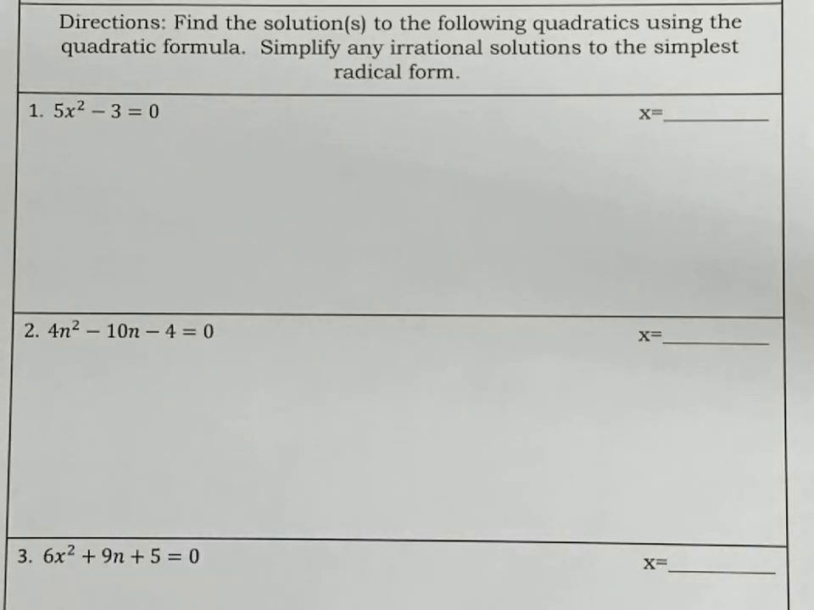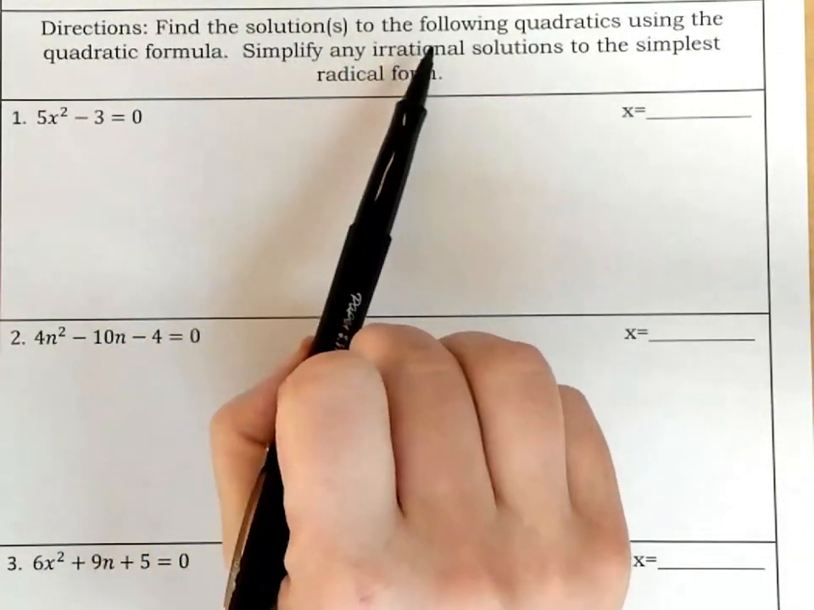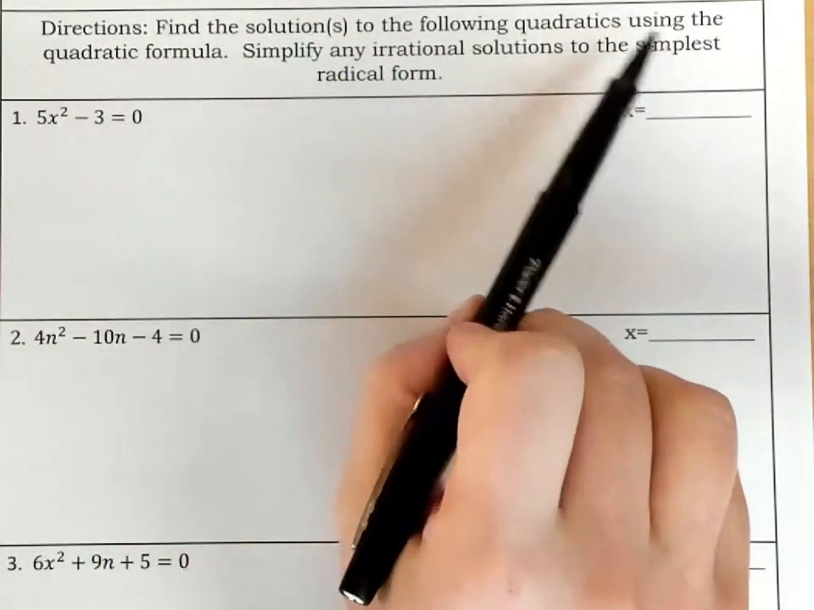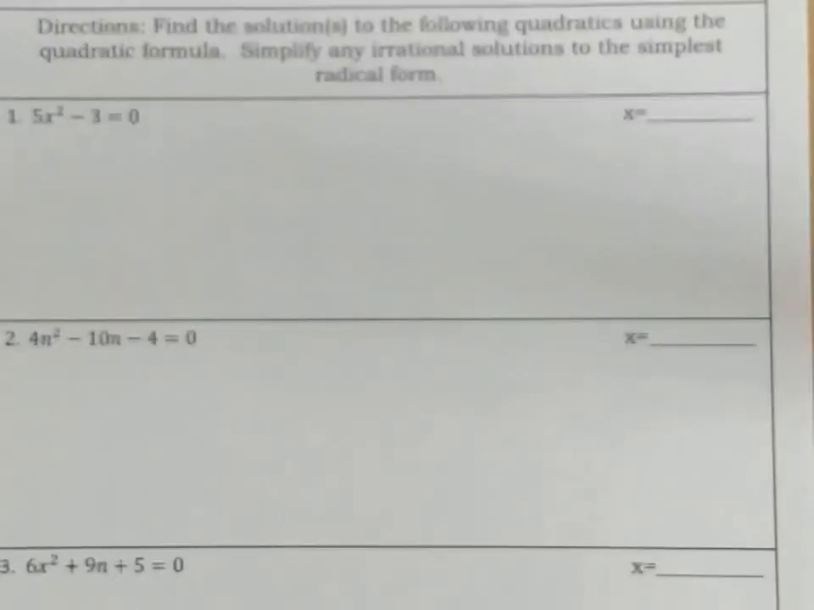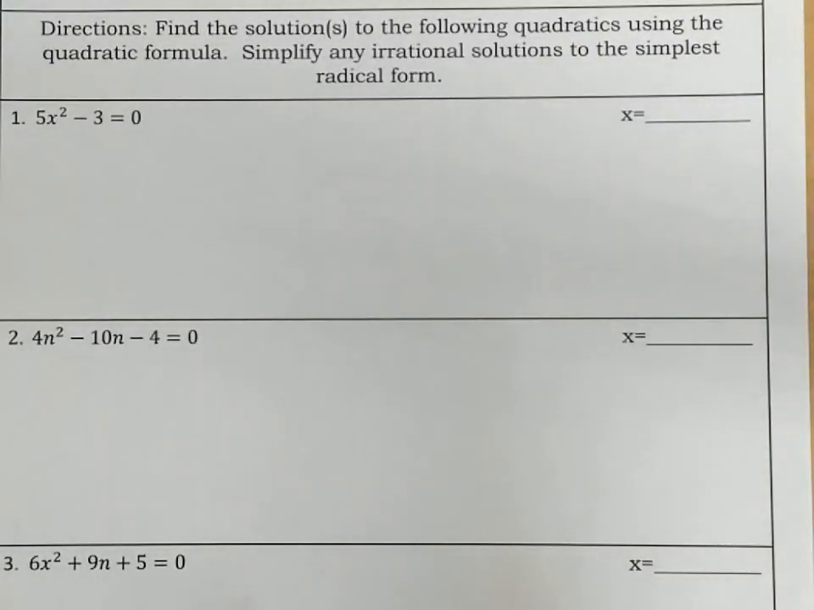So some additional practice problems with the quadratic formula. We're going to find the solution or solutions to the following quadratics using the quadratic formula. We're going to simplify any of those irrational solutions to the simplest radical form. So as we work through these examples, we're going to use the same process that we've been using.